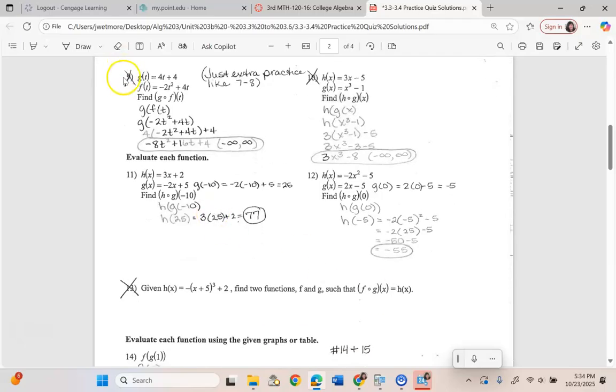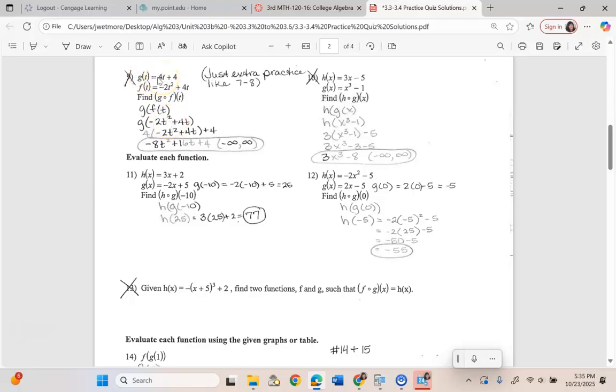Now, numbers 9 and 10 are just extra practice for numbers 7 and 8. If you feel like you need to do a few more of those, I did give you a couple more examples of those here, but they are just the same thing. So for this one, for g of f of t, put your finger over the g, and you're going to replace f of t with what it's equal to, negative 2t squared plus 4t. So g of this thing means put this thing in the place of t in the equation.